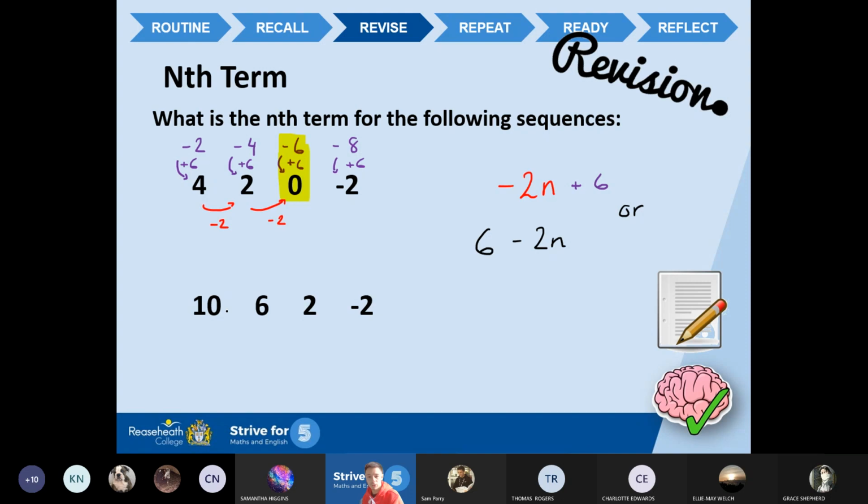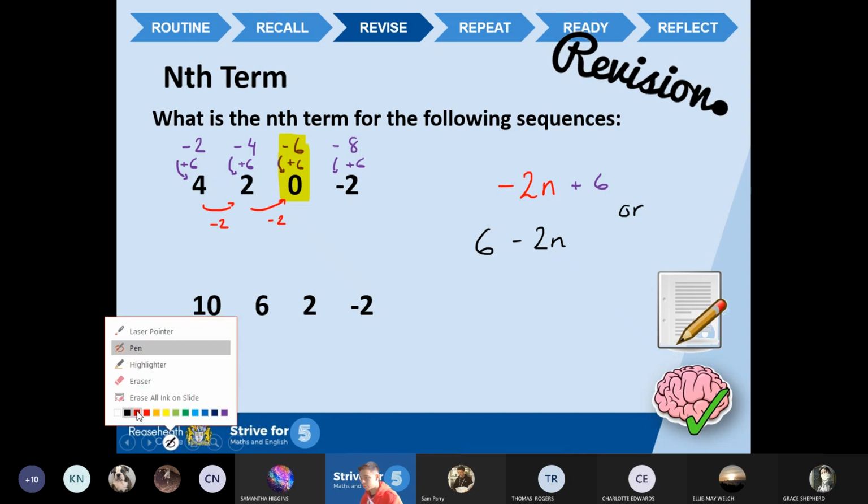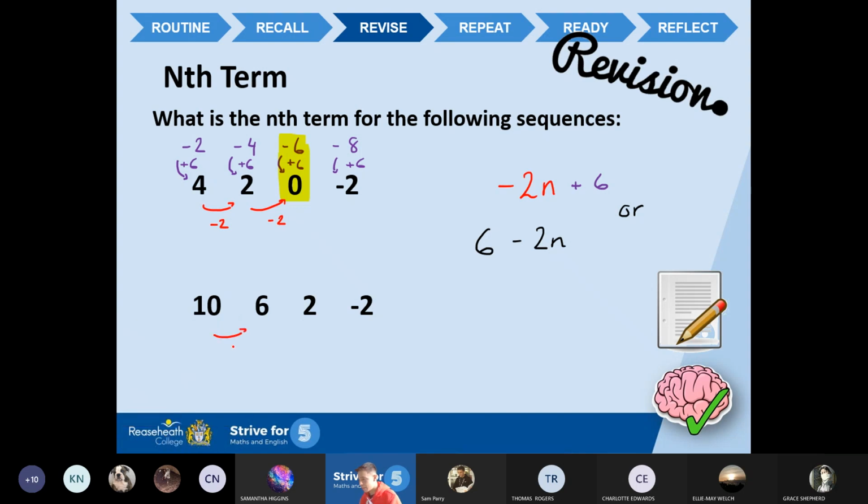Right, let's have a look at number 2. I can see Ellie has given me a suggestion, which is nice. Okay, let's have a look. So what are they going down in? They're going down in 4s, so it's going to be minus 4, okay? So I'm going to put minus 4, and hello, Ty, as well. Hello, I've just seen your message. So change to purple, I'm just going to try and keep it consistent. Minus 4, minus 8, minus 12, minus 16.